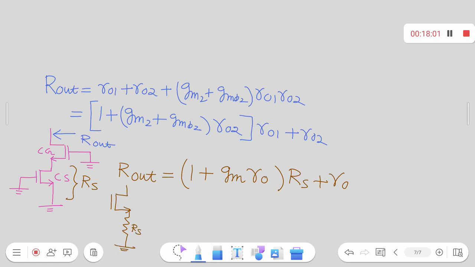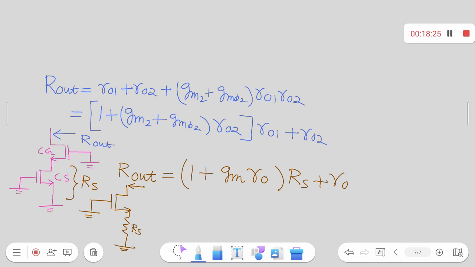You have RS there. Input is applied at the gate. So during Rout, we make it inactive or connected to AC ground, and we observe the Rout at this particular point. What is the expression? 1 plus gmro, we have not considered the body effect. So 1 plus gmro times RS plus Ro.